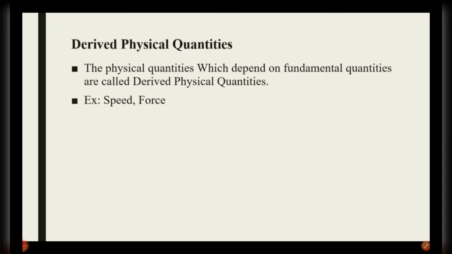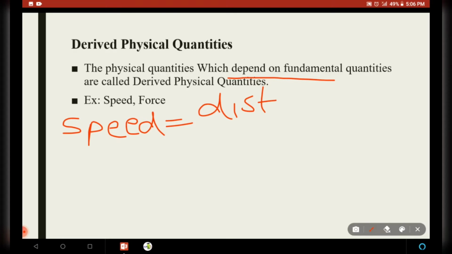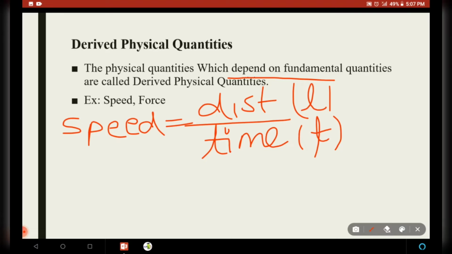Then let us see derived physical quantities. The physical quantities which depend on fundamental quantities are called derived physical quantities. For example, speed. You know about speed. What is speed? It is the distance covered by an object in a unit time. Here the distance is measured in length, and time is in seconds or minutes. These are fundamental quantities. Here the speed is derived from these fundamental quantities. Hence it is called a derived physical quantity.